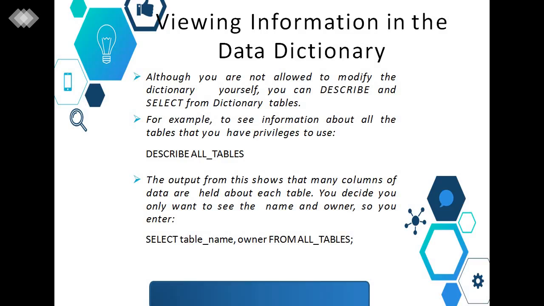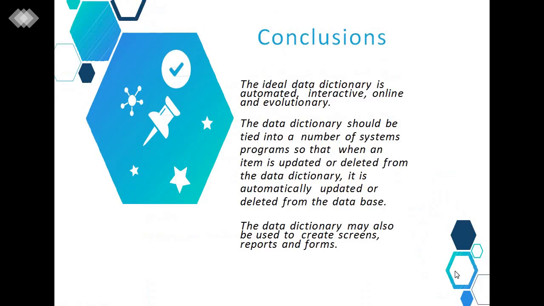It also describes only what you see, the name and owner. Now, the second example: if you want to see the name and owner, what command will you write? Select table name, owner from all tables. Here the table name will be selected, and if you want the name and owner you write owner from all tables. From all the tables, it will select the table name and the owner and give you a list.